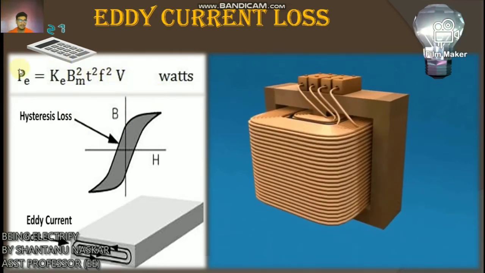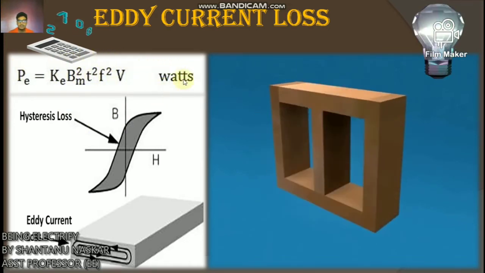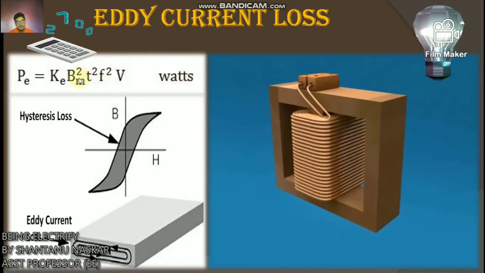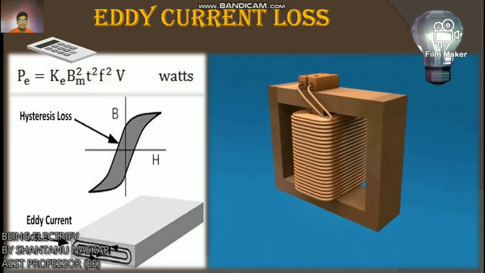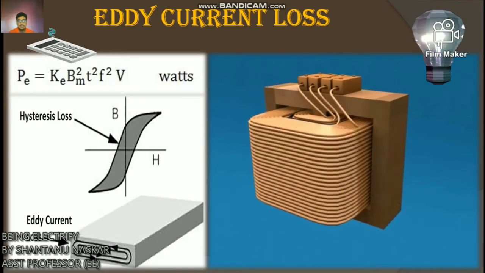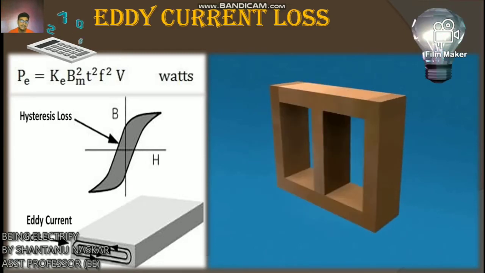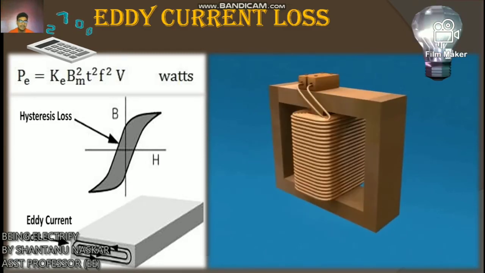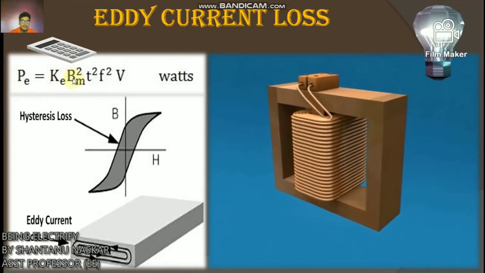Because eddy current loss is a power, its unit is watt. Where K is the coefficient of eddy current, its value depends upon the nature of the magnetic material, like volume and resistivity of core material and the thickness of the lamination, and Bm is the maximum value of flux density. The unit is Weber per meter square.